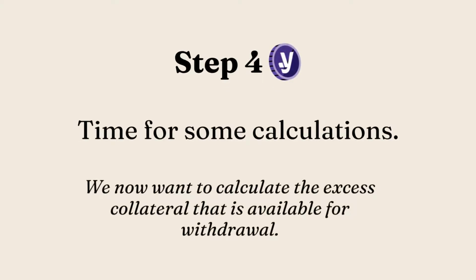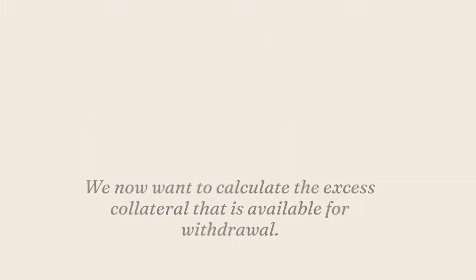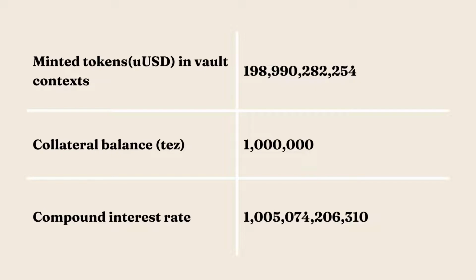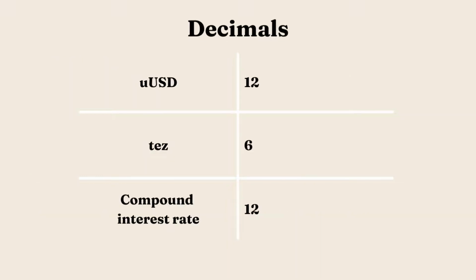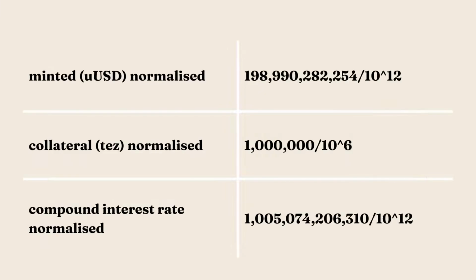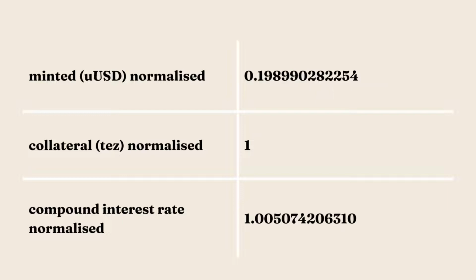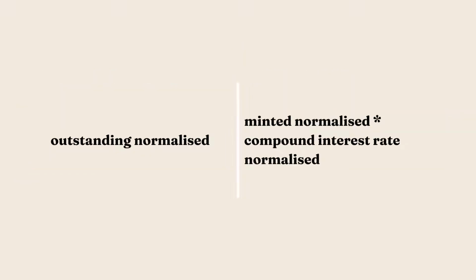Step 4. Time for some calculations. We now want to calculate the excess collateral that is available for withdrawal. Here are the values for minted tokens, collateral balance, and the compound interest rate. On a smart contract level, the following have the decimals as shown on the screen. To get the normalized values for minted, collateral amount, and compound interest rate, divide their raw values by their respective decimals. To get the actual outstanding tokens, we need to multiply together the normalized values for minted tokens and the compound interest rate.